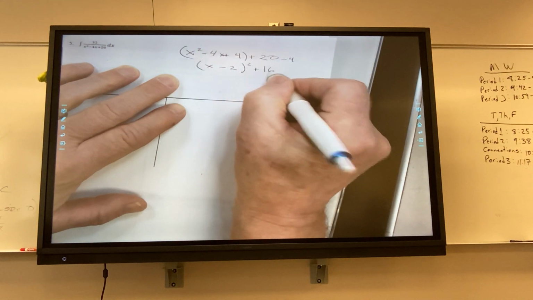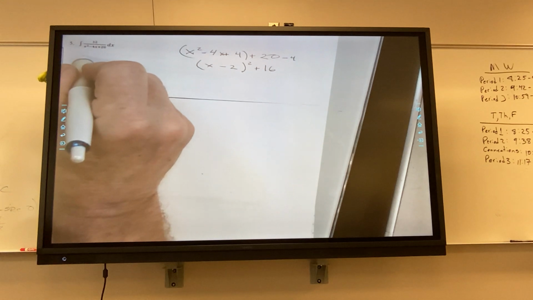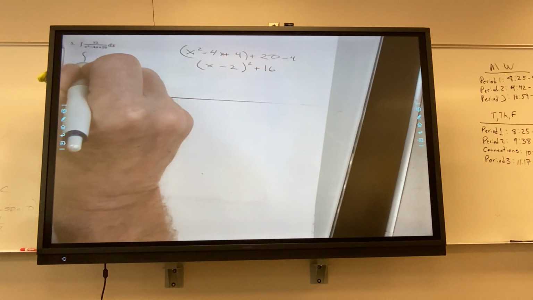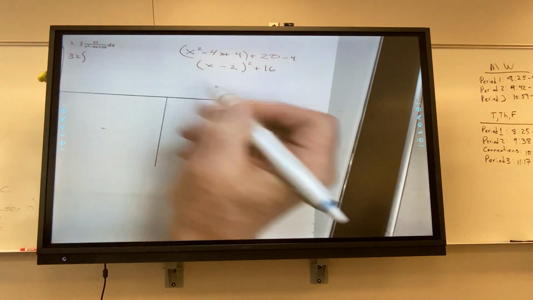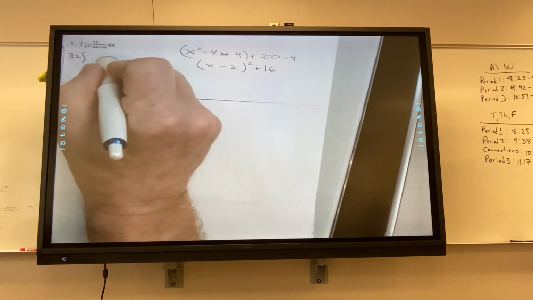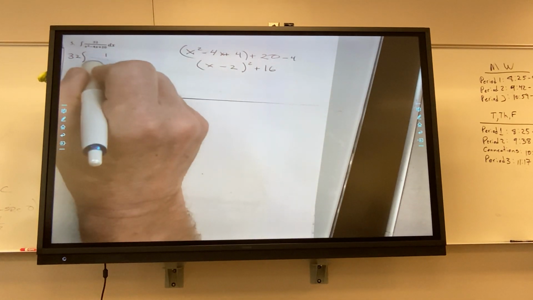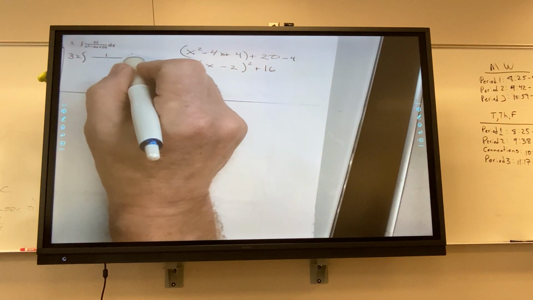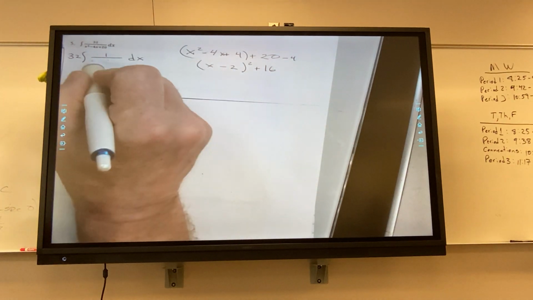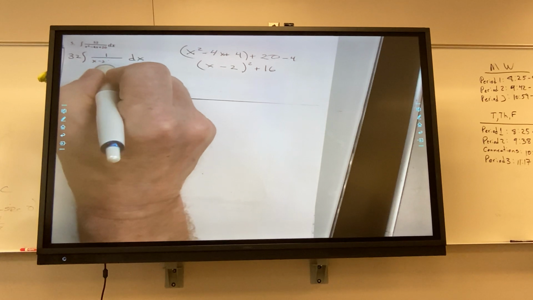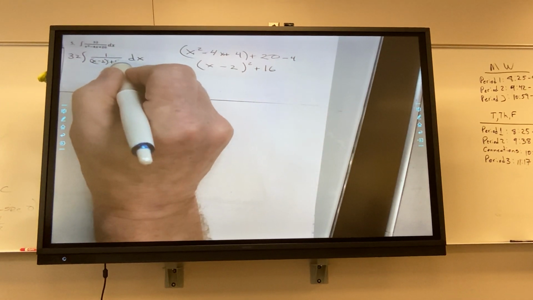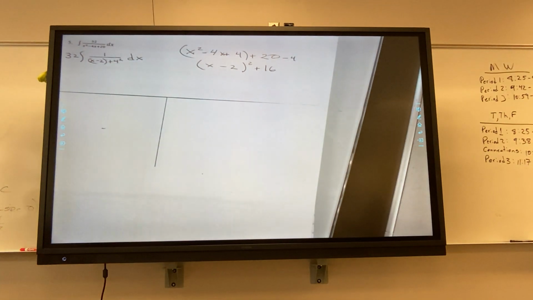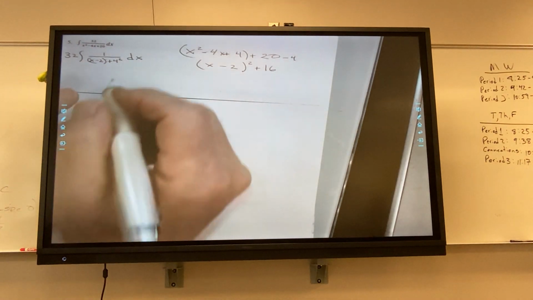I'm going to bring the 32 out. Why? Because it's a constant. I'm going to have 1 up here. I'm going to have dx right here. I'm going to write x minus 2, and I'm going to write plus 4 squared. There should be squared also. So this is my function.